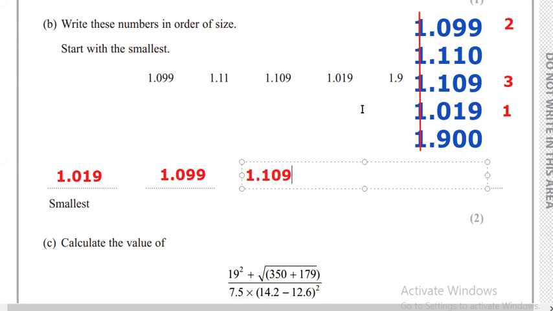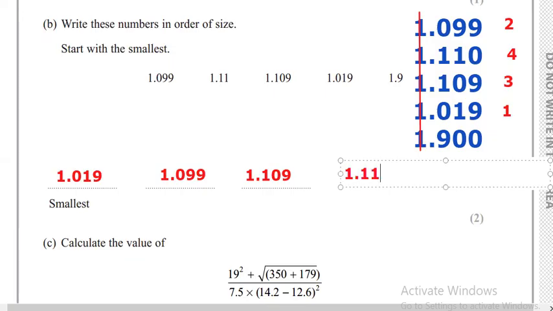1.109. And then after 109, I have 110, the fourth smallest number. So it's going to be 1.110, like this. And then the last one, which is this one, will be 1.9 or 1.900, same idea.